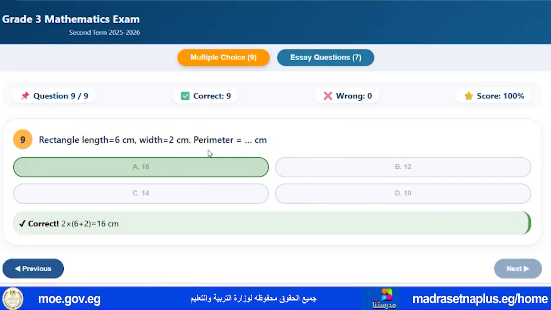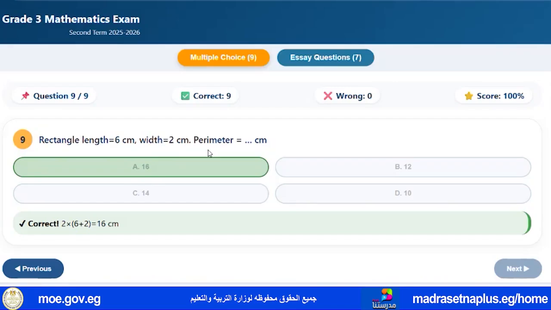Again, I can get the perimeter of a rectangle by 3 ways. You are free to choose any one. It's up to you. Okay? What about the area of a rectangle? The area of a rectangle equals length times width. 6 times 2, it will be 12.